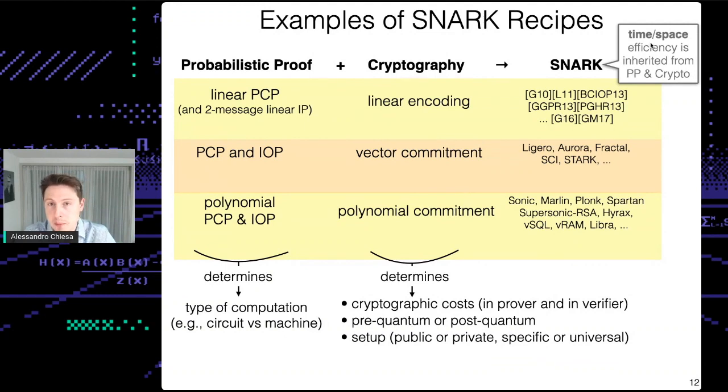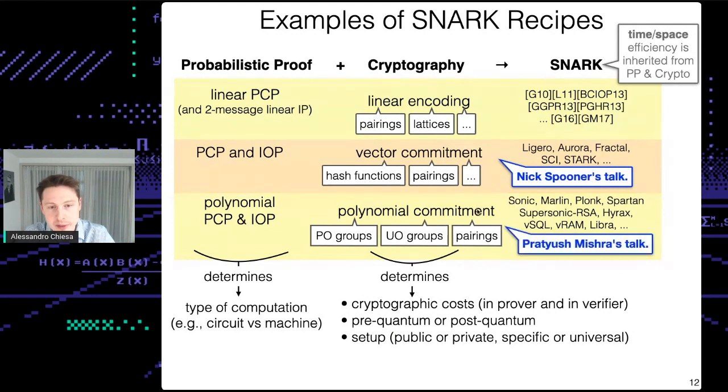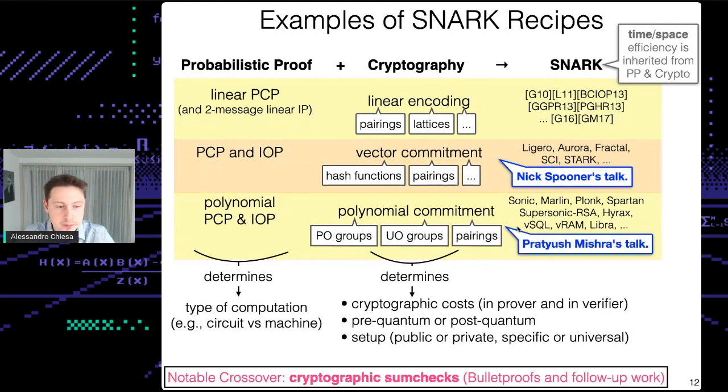You preserve primarily the time and space efficiency of the SNARK comes from the time and space efficiency of the underlying ingredients. And we can instantiate these ingredients using all kinds of different types of cryptography. And you will learn more about this type of recipe in Nick's talk and this type of recipe from Pertush's talk. A notable crossover that doesn't have a clear split is actually something called cryptographic sum checks that, for example, bulletproofs and follow-up work have studied. It's actually some very curious exception to this state of affairs.